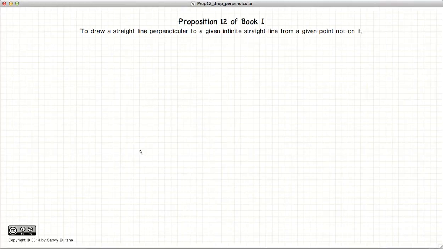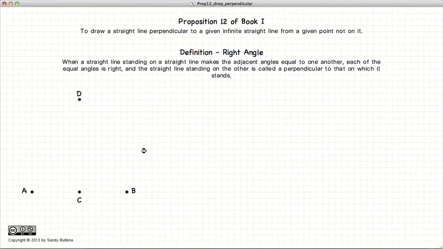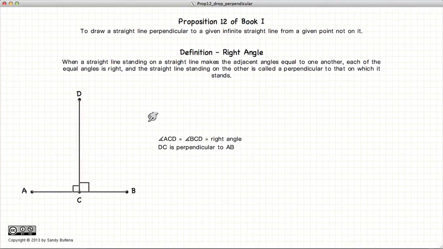But before we begin, let's review what a right angle is and what perpendicular means. If we have two lines, AB and CD, and the angles DCB and DCA are both equal to each other, then these two angles are right angles and the line DC is considered perpendicular to AB.